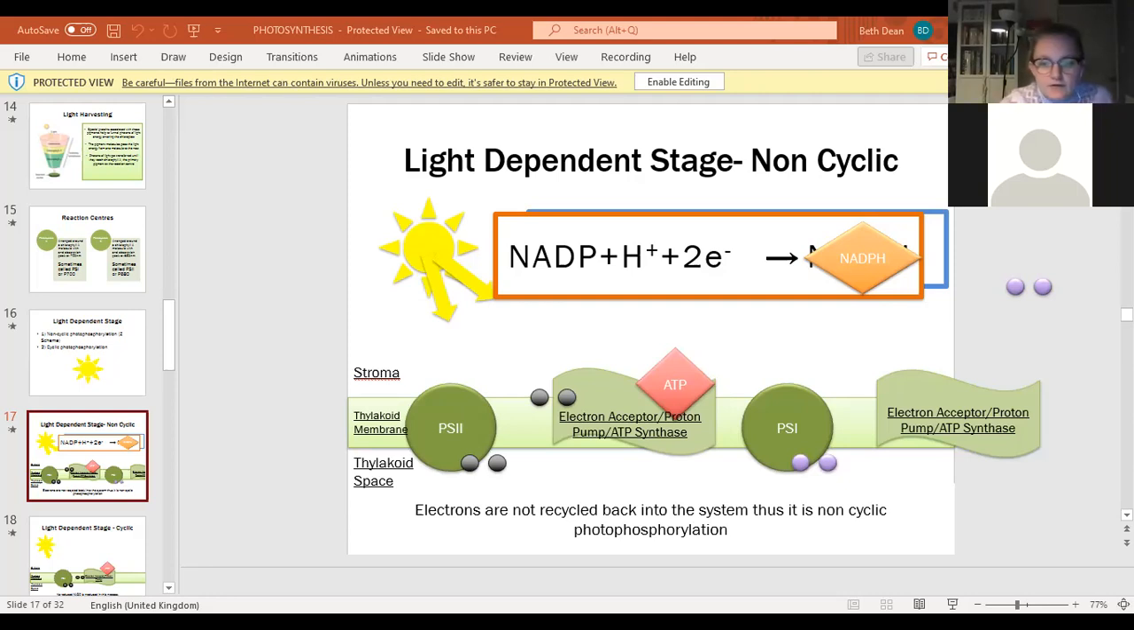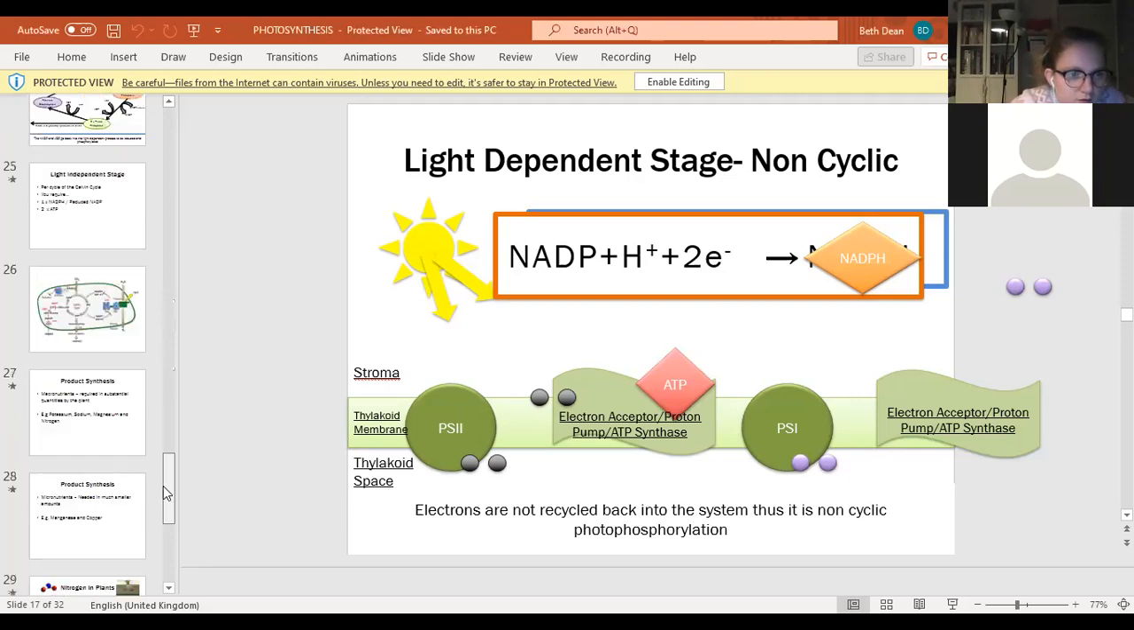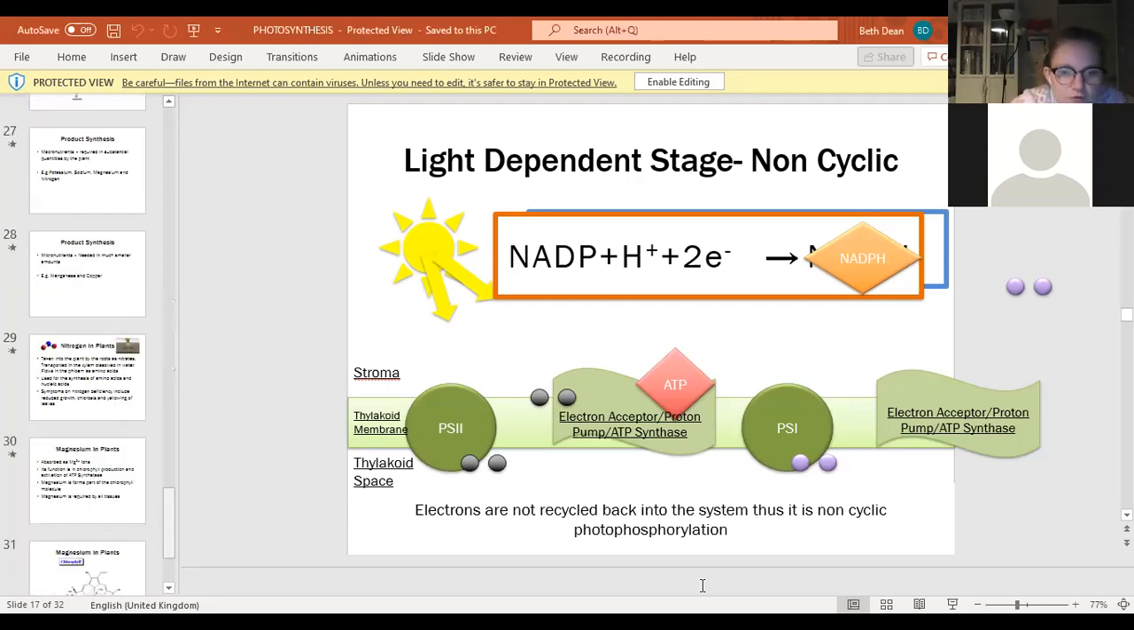Just going to get the Calvin cycle up one more time. I'm going to look at this one. I don't like that one, so I'm just going to draw one up really quickly and then we will finish. So, share whiteboard.